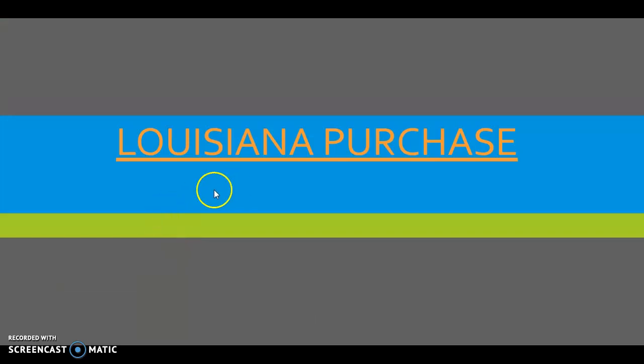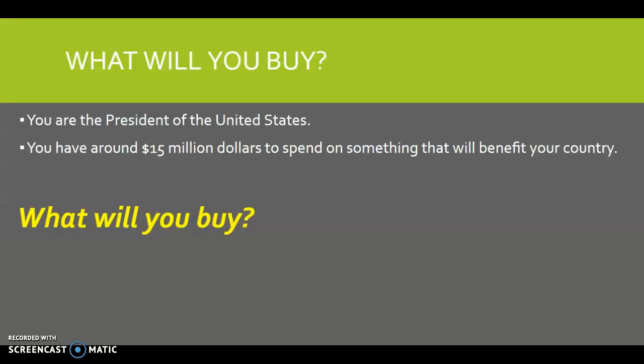Now, first of all, looking at the Louisiana Purchase, there is a brief video. It's about 3.5 minutes long. Actually, you probably looked at it before this presentation, and you answered a discussion question, the same question I'll ask my students in class. If you were president of the United States and you had $15 million to spend on something that would benefit your country, what would you buy?